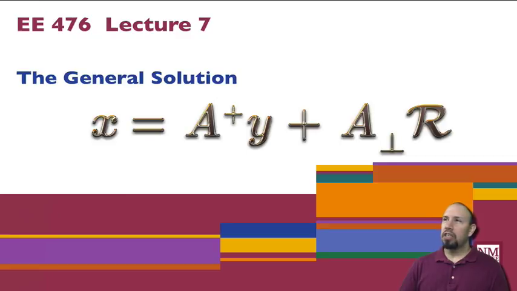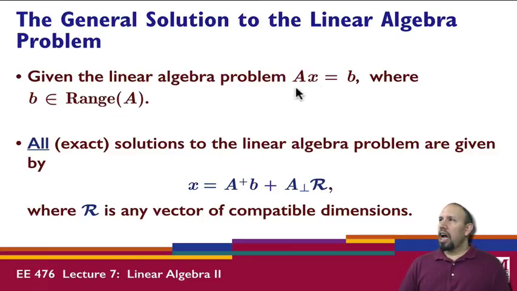We're now going to move on to talk about the general solution of the linear algebra problem. Given the linear algebra problem AX equals B, where B is in the range of A, that is, there is a solution. When we say general solution, this is the general exact solution. All exact solutions to the linear algebra problem are given in this form: A pseudo-inverse times B plus the orthogonal complement of A times some matrix R, where R is any vector of commutable dimensions.